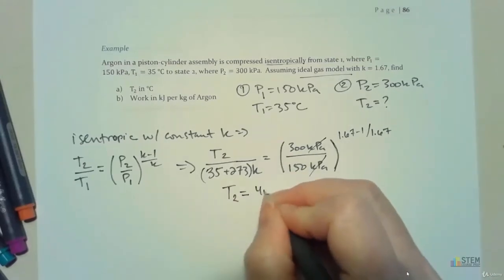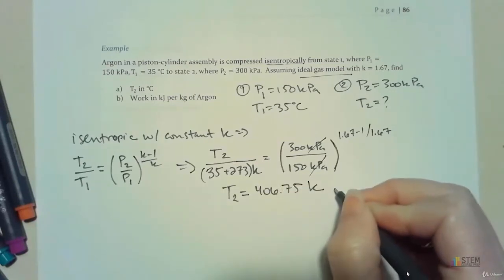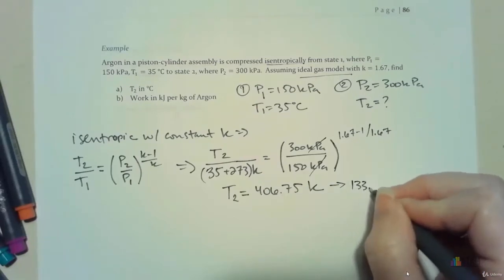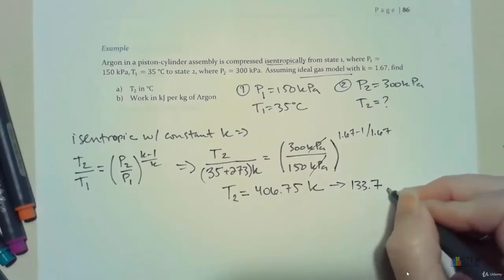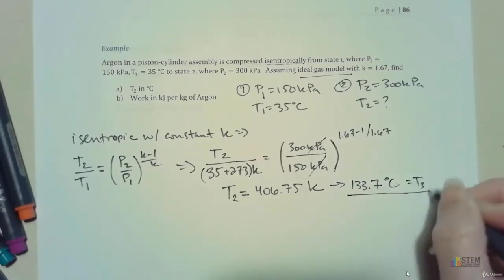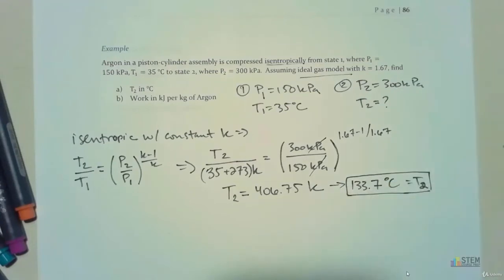So T2 is 406.75 Kelvin. It wants the answer in Celsius, so convert back to Celsius and you get 133.7 degrees Celsius. That is T2. Alright, that was simple enough, right? Not too bad.